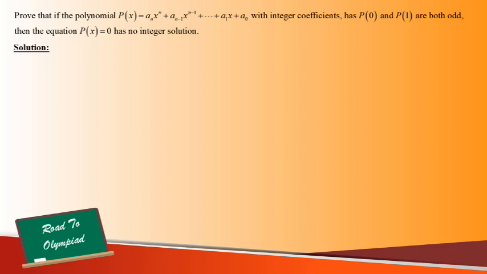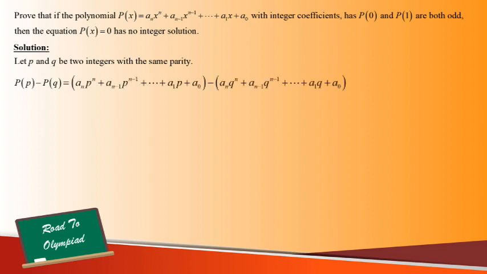To solve this problem, we start by letting p and q be two integers with the same parity. That is, p and q are either both odd or both even. Consider P(p) minus P(q). This gives us these expressions, which we can simplify to this one. Notice that a_0 vanishes here because they cancel each other out during the subtraction. Notice that we have a bunch of powers of p minus powers of q over here.